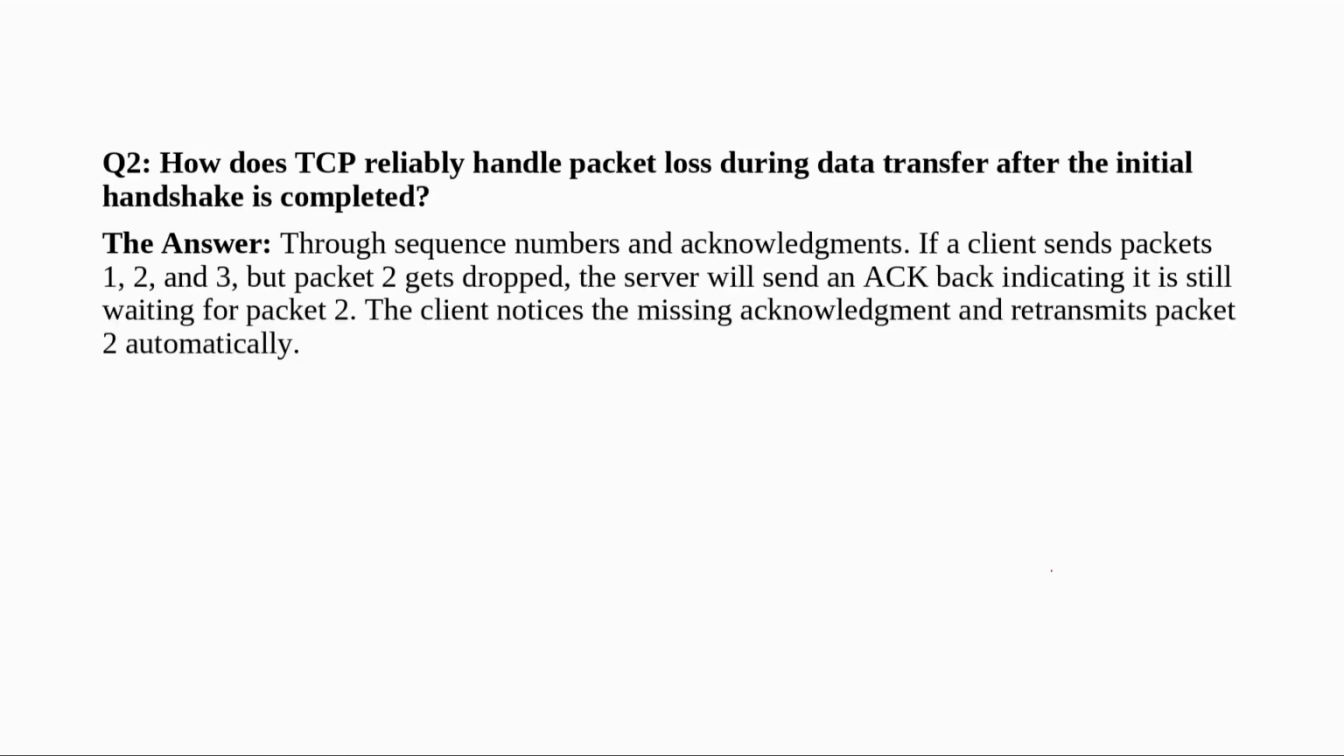Another question: how does TCP reliably handle packet loss during data transfer after the initial handshake is completed? Through sequence numbers and acknowledgements. If a client sends packets 1 to 3 but packet 2 gets dropped, the server will send an acknowledgement back indicating it is still waiting for packet 2. The client notices the missing acknowledgement and retransmits packet 2 automatically. So this is how it is done.